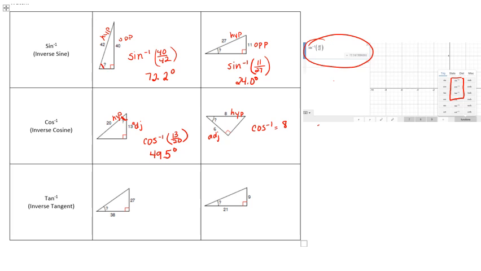Whoops, I set that up wrong. Inverse cosine of adjacent over hypotenuse. 6 divided by 8, that would have to be an angle of 41.4 degrees for that ratio to be true. And then inverse tangent, notice on either one of these, the hypotenuse is not labeled. What is labeled is my opposite and adjacent. So inverse tangent, opposite over adjacent, 35.4 degrees.